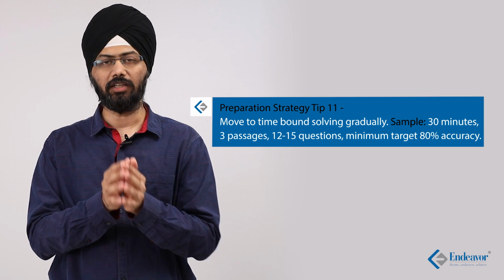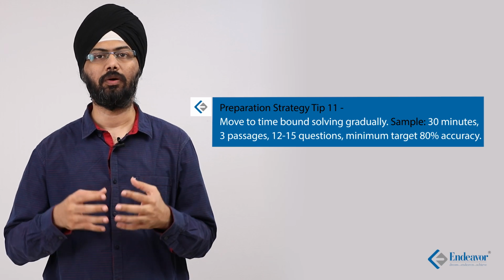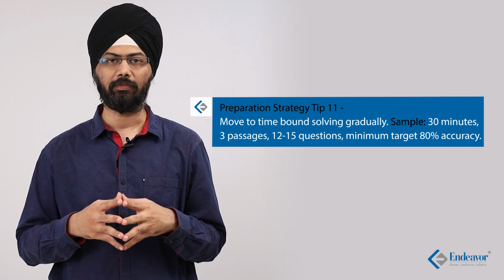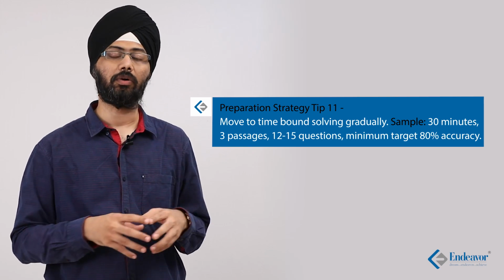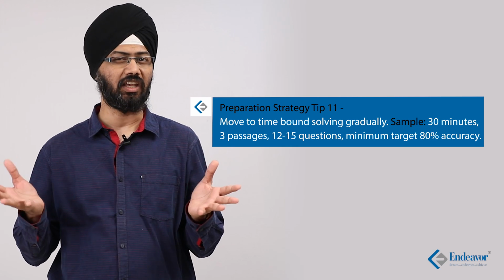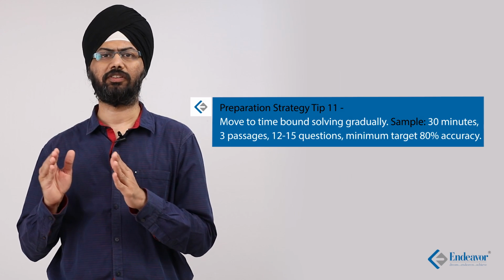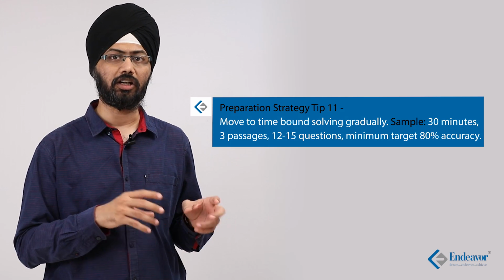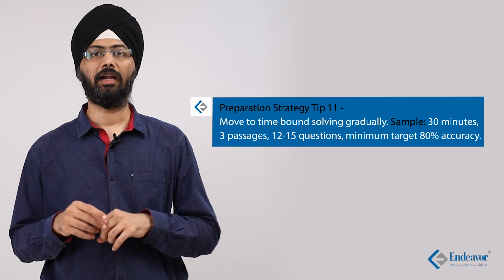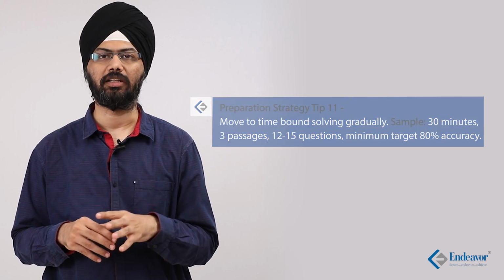So first month done, I come to my second month and now I start doing things in a timed manner. As I said earlier, now I am way more finicky about my stamina. I give myself 30 minutes, I give myself 3 passages, 12 to 15 questions, and at least 80%, ideally 100%, best case 90% accuracy. And after I am done solving, one more important input here.